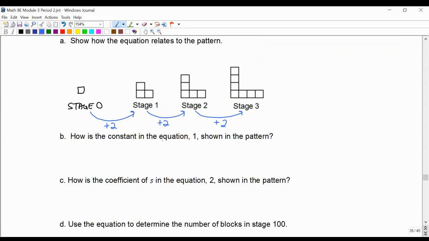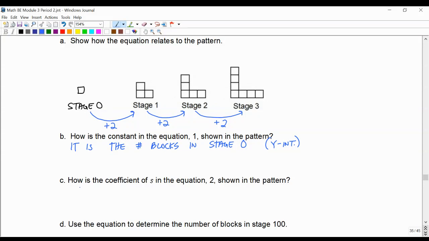So how is the constant in the equation, which is the 1, shown in the pattern? It is the number of blocks in stage 0. We'll make another note again, a reminder that this is our y-intercept.